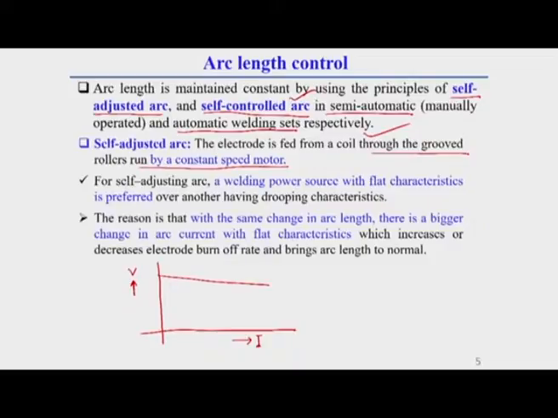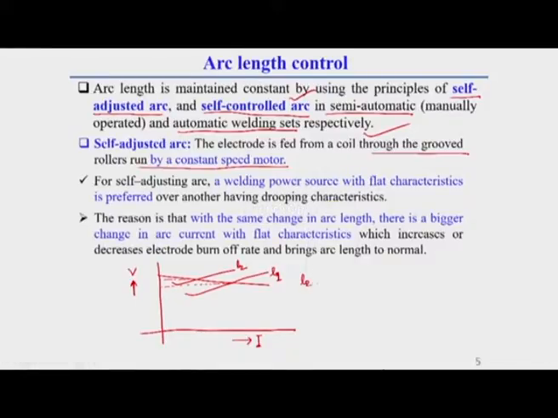Now, in the V and I space, we observe what happens if there is a change of arc length, and due to this a change of voltage. This is the arc length characteristic for length L2, and this is the arc length characteristic for length Ln. Here we know this is the welding voltage. So here, what are the things that are there?